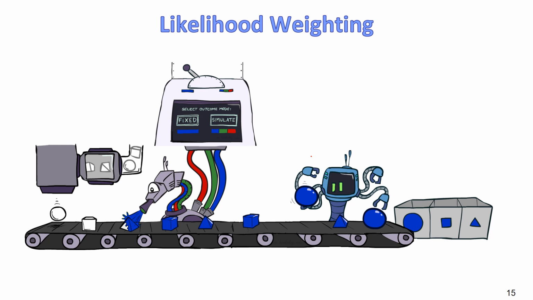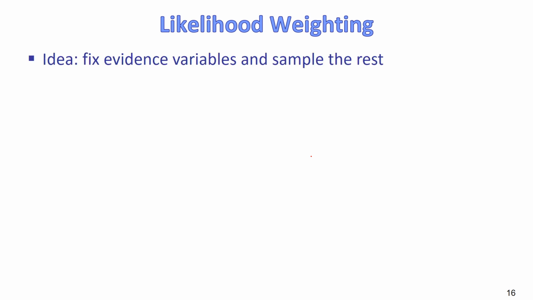In that case, the color will always be blue. So we fix the evidence variables and sample the rest. All the non-observed variables, the non-evidence variables, we will sample them. But for the evidence variables, we will not sample. Why do we need to sample them if we are just waiting for the values to be the values that we observed? We'll just fix them to the observed values. So in the previous example, we just fix the color to be blue. We will not sample from that variable. We'll just sample from the shape. So all samples will be consistent with the evidence in this case.